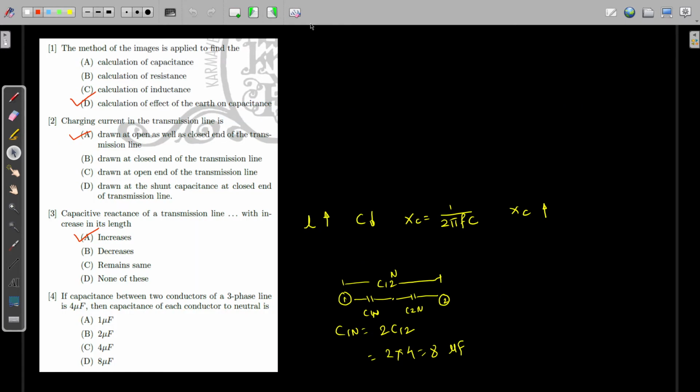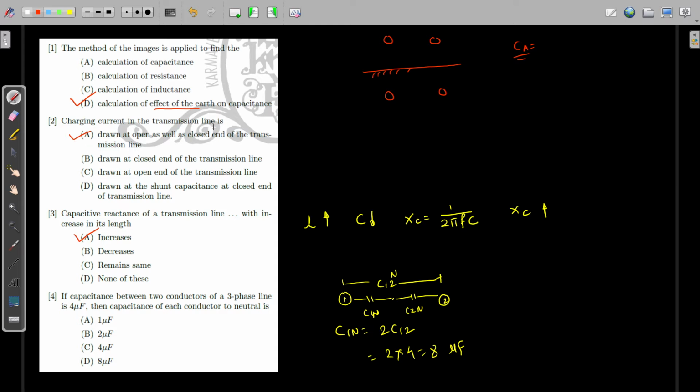The method of images is applied to calculate the effect of the earth on the capacitance. Suppose two conductors are placed like this. By taking the method of image, if this is the ground, we place these two conductors exactly below the earth, and we calculate the value of the capacitance. So this method of image is used to calculate the value of the capacitance by taking into account the effect of earth.